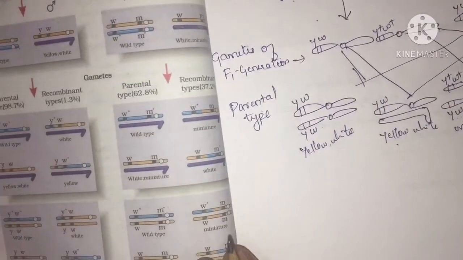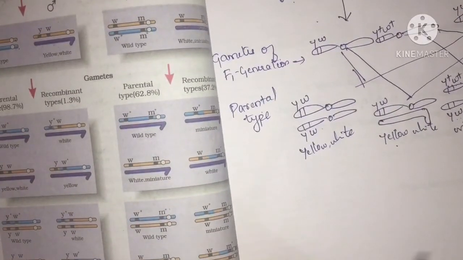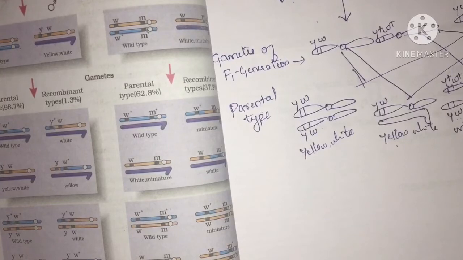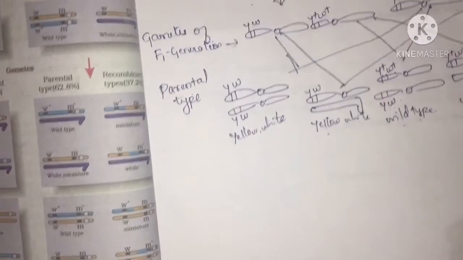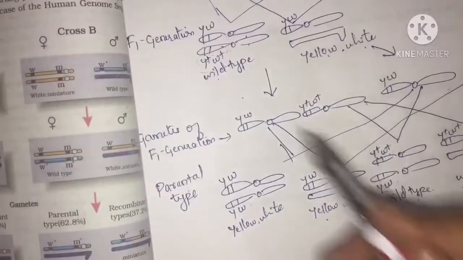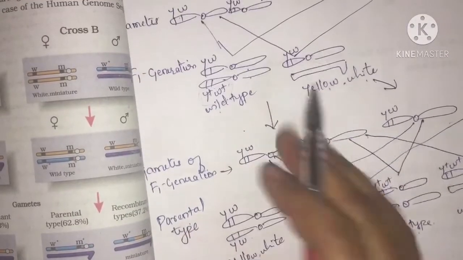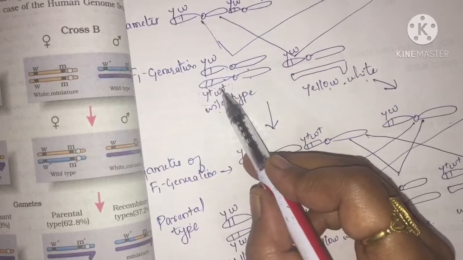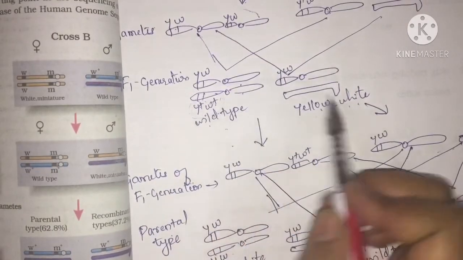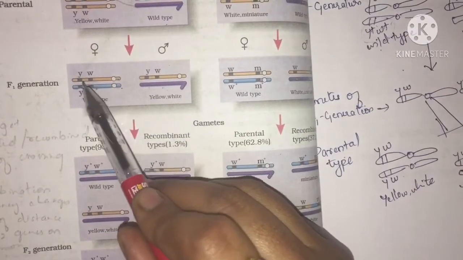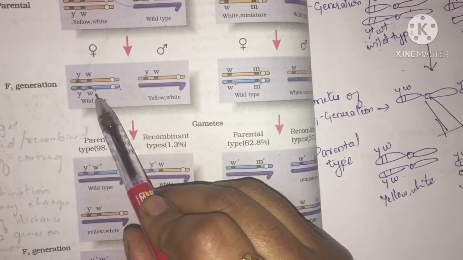These are the parental type. Now recombinant type means what? In recombination, there is an exchange of chromosomes, crossing over takes place. Now we were here, right? We have given this one as F1 generation, wild type and yellow white. These both you can find here in your textbook. One is yellow color, another one is blue color.